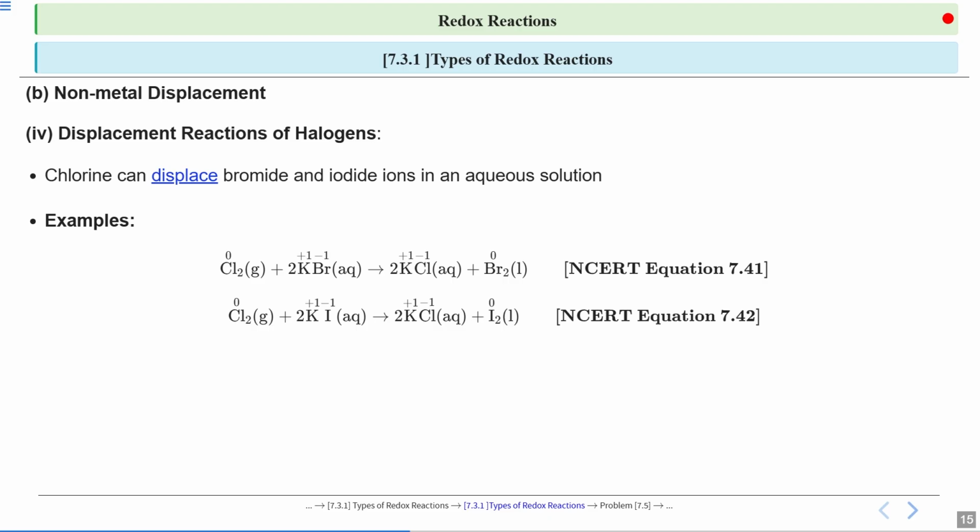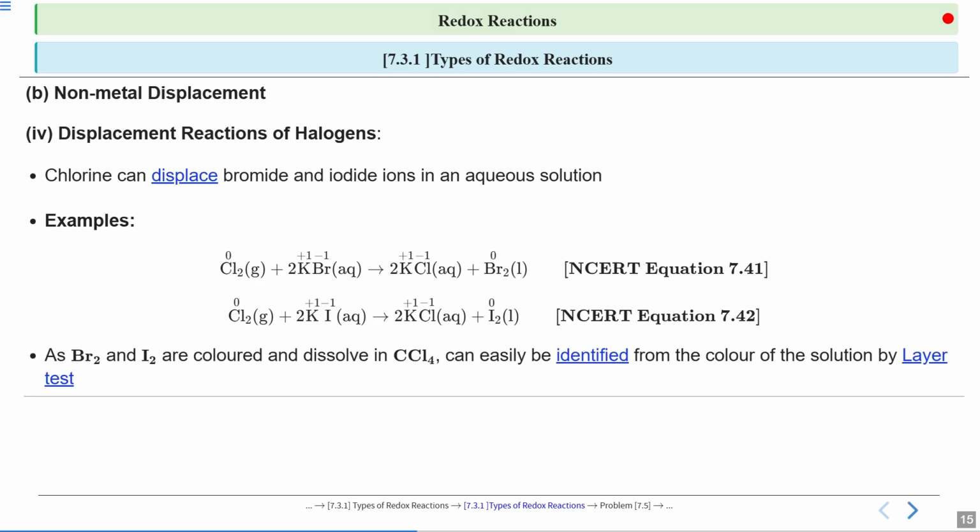In these NCERT equations 7.41 and 7.42, you will find that chlorine exists in the elemental state in the reactant. In the product, when it reacts with KBr and KI, it converts into KCl with Br2 and I2, which again exist in the elemental form. In these reactions, bromine and iodine would be colored, like brown and purple, which I will explain in the upcoming slide.